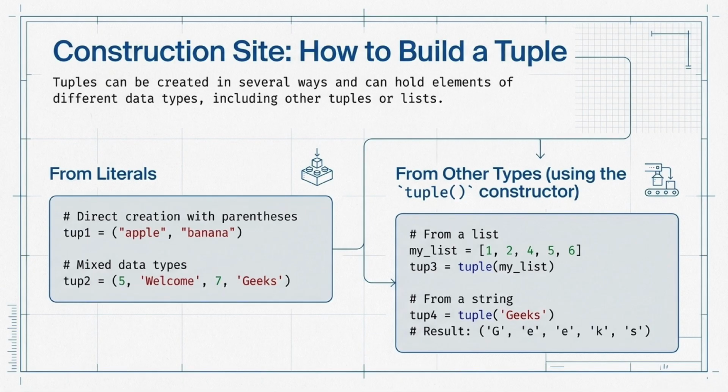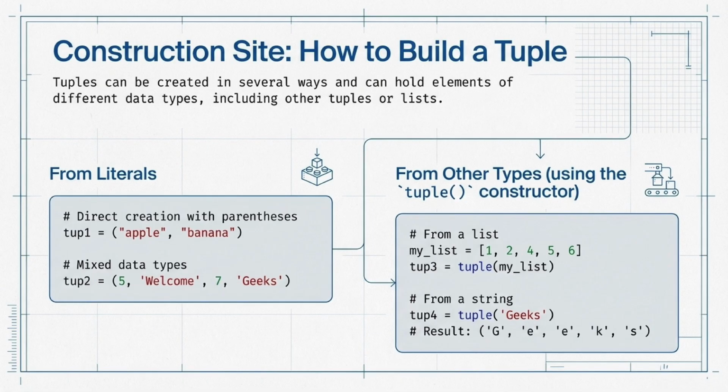in a single tuple. Another common method of creating a tuple is by using the built-in tuple constructor, which allows conversion from other iterable data types. A list such as 1, 2, 4, 5, 6 can be converted into a tuple using tuple of my_list, preserving the order of elements.